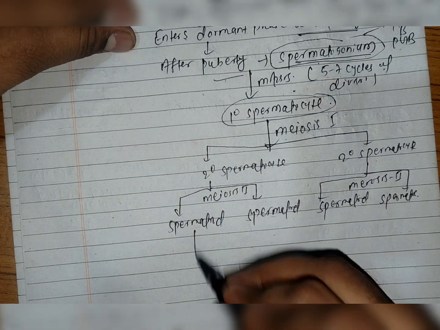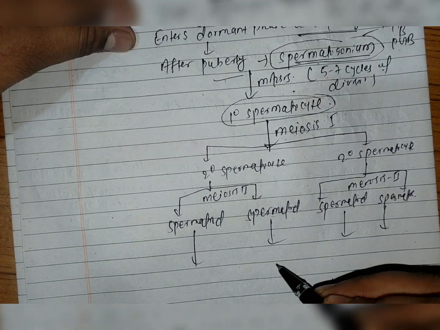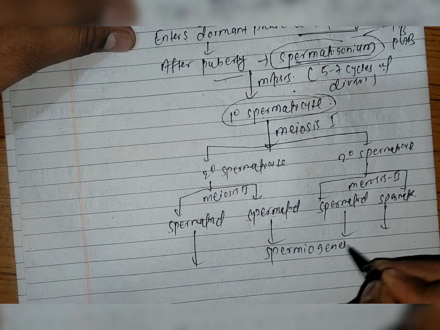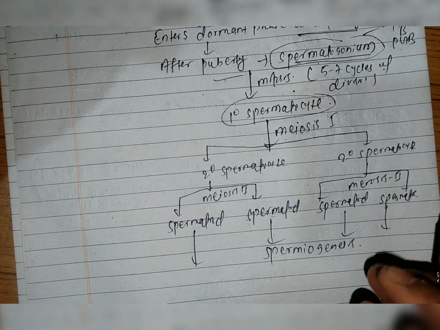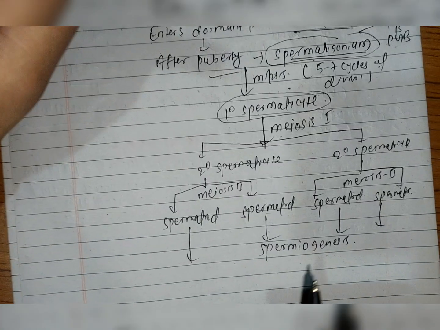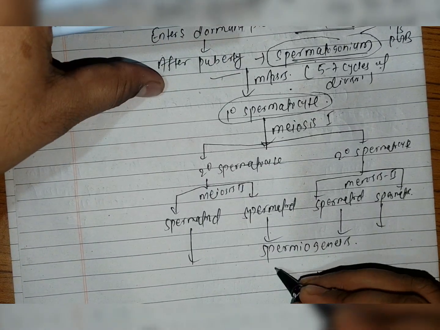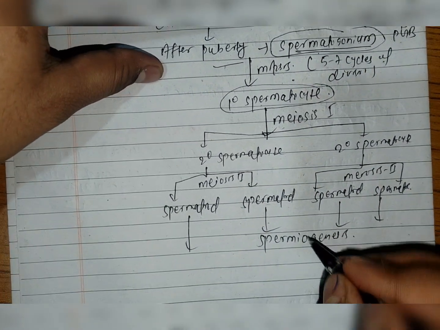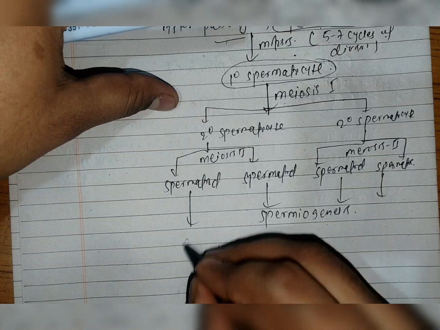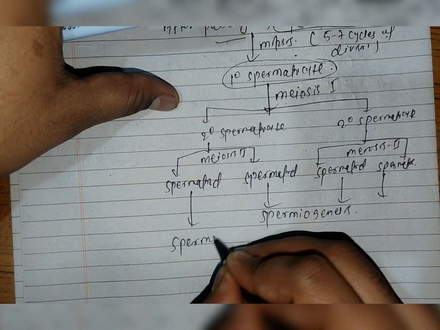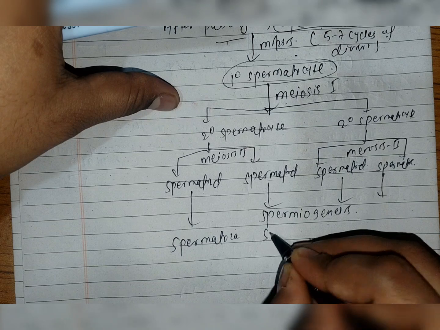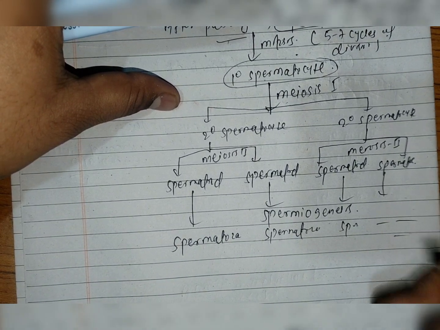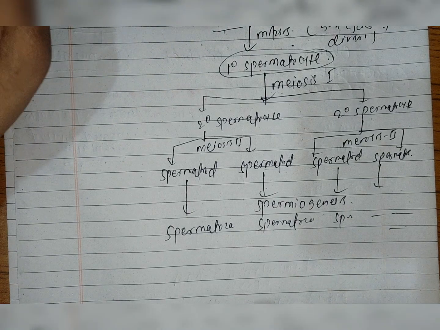Now all these spermatids undergo spermiogenesis. So what is spermiogenesis? This is the rearrangement of the organelles, and the tail is formed. After spermiogenesis, four spermatozoa are formed.